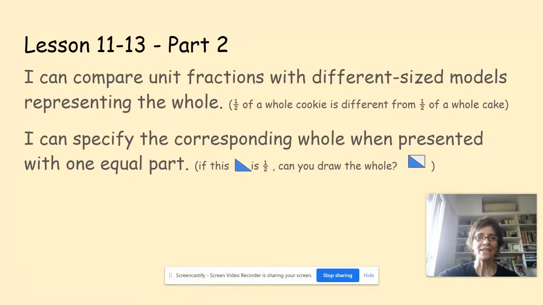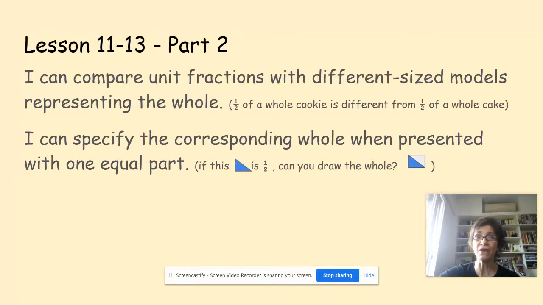Third graders, today in math, we're going to do part 2 of lessons 11 to 13. So we're going to continue what you started yesterday. We are going to compare unit fractions with different sized models representing the whole. So, for example, I can look at 1/2, but I have to see 1/2 of what? 1/2 of a cookie is different from 1/2 of a whole cake.